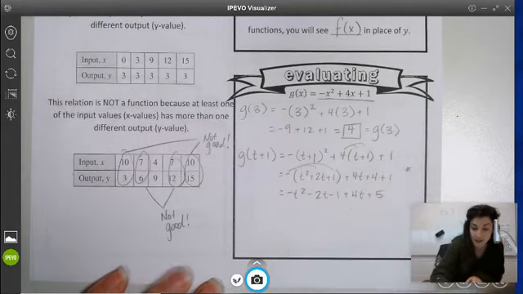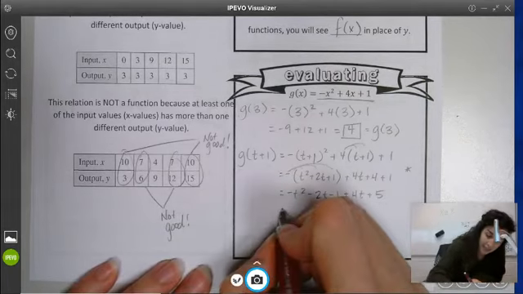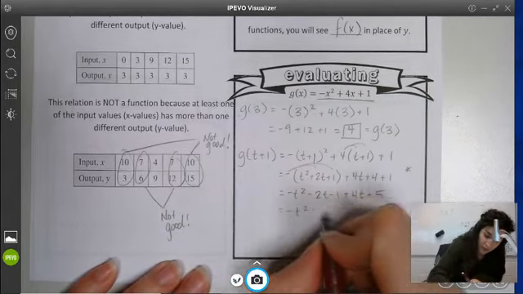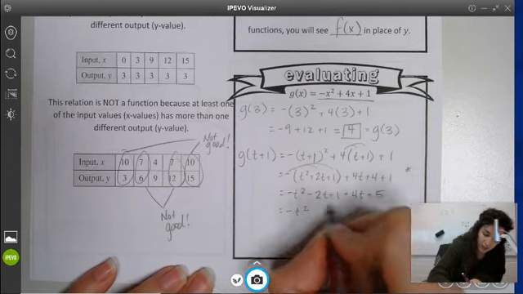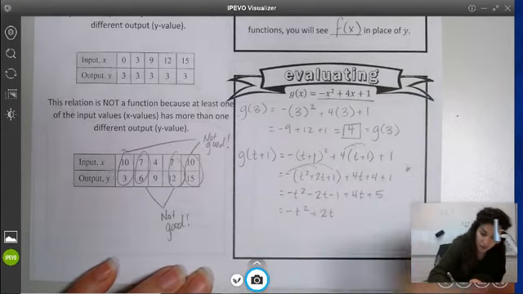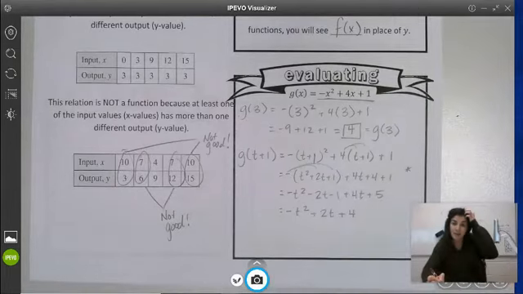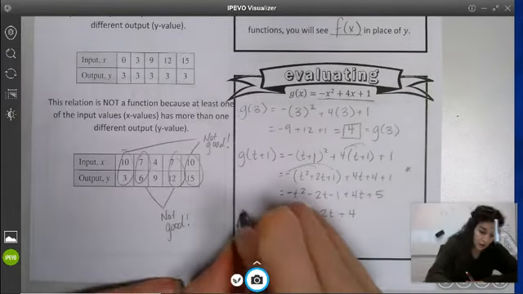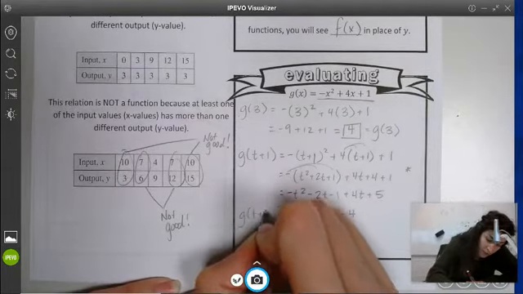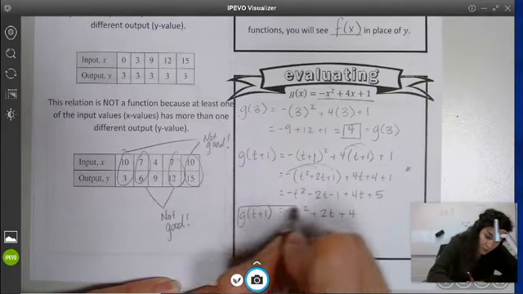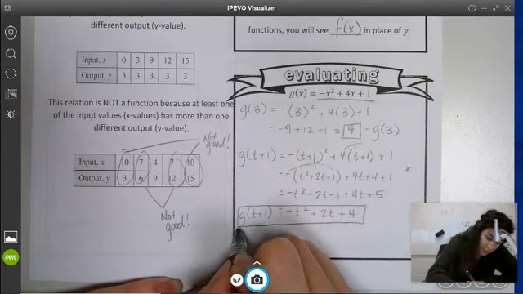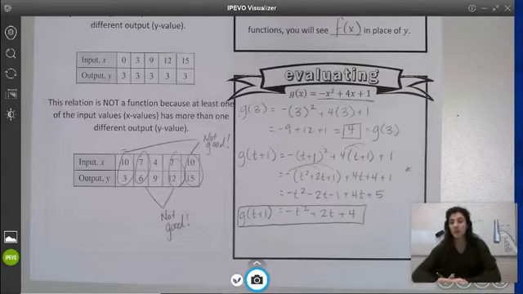I'm going to combine the 4 and the 1 here. And then I get negative t squared. Negative 2t plus 4t is positive 2t. And then negative 1 and 5 combine to be plus 4. So g of t plus 1 is equal to negative t squared plus 2t plus 4.